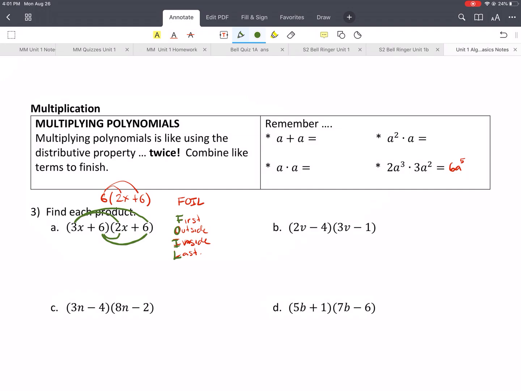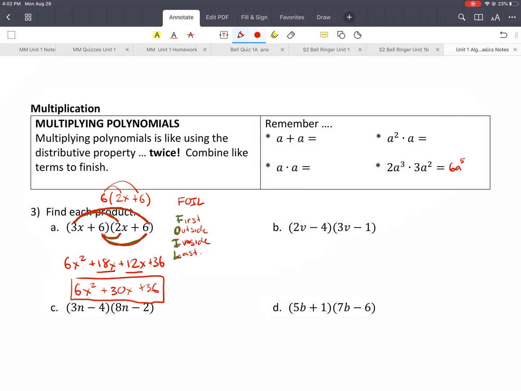We'd do 3x times 2x. We multiply that. That gives us 6x squared. And then we go and multiply the outside terms. 3x times 6 gives us 18x. Inside terms, that gives us 12x. And then last terms, that gives us a positive 36. And then we would combine like terms. That would end up giving us 6x squared plus 30x plus 36.